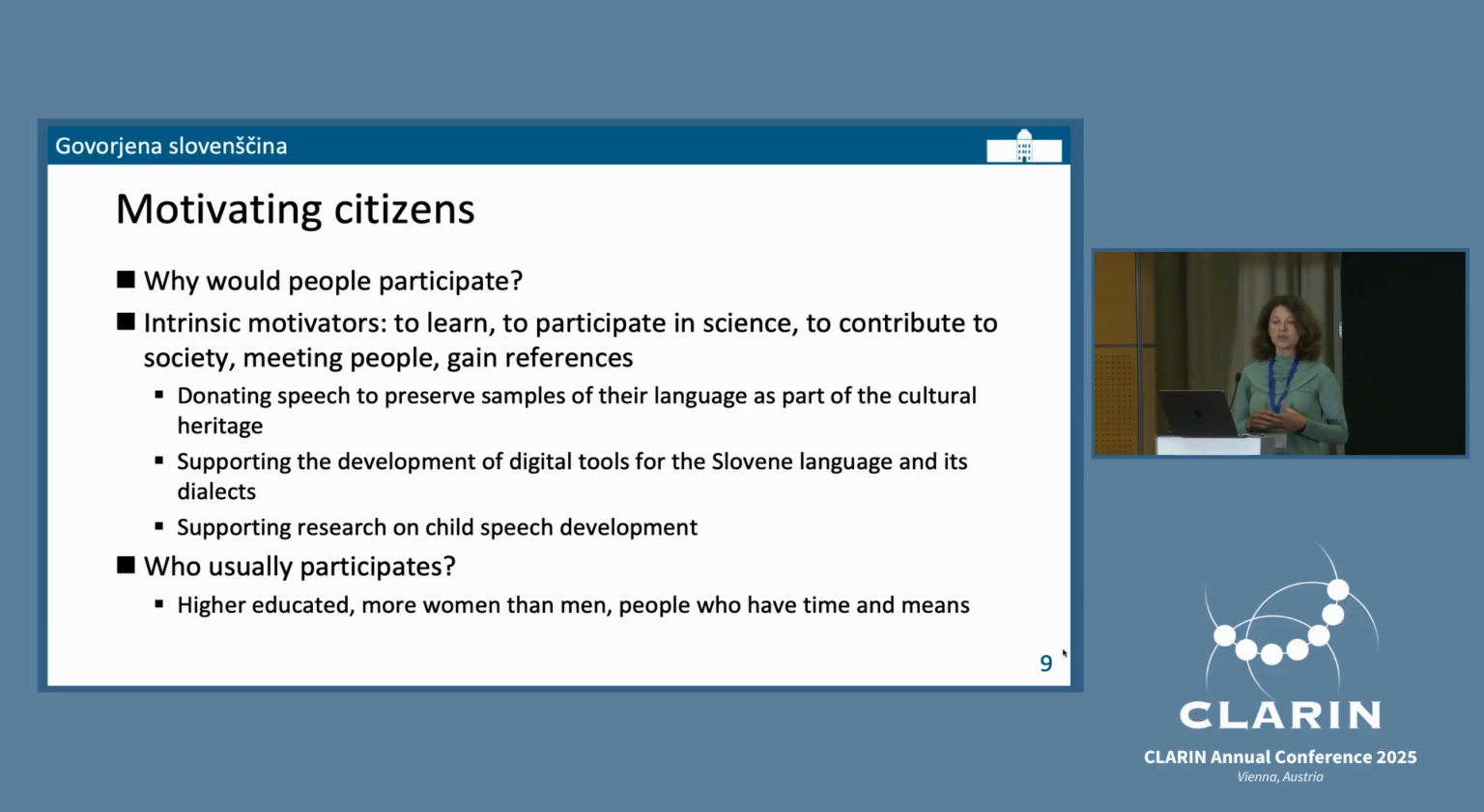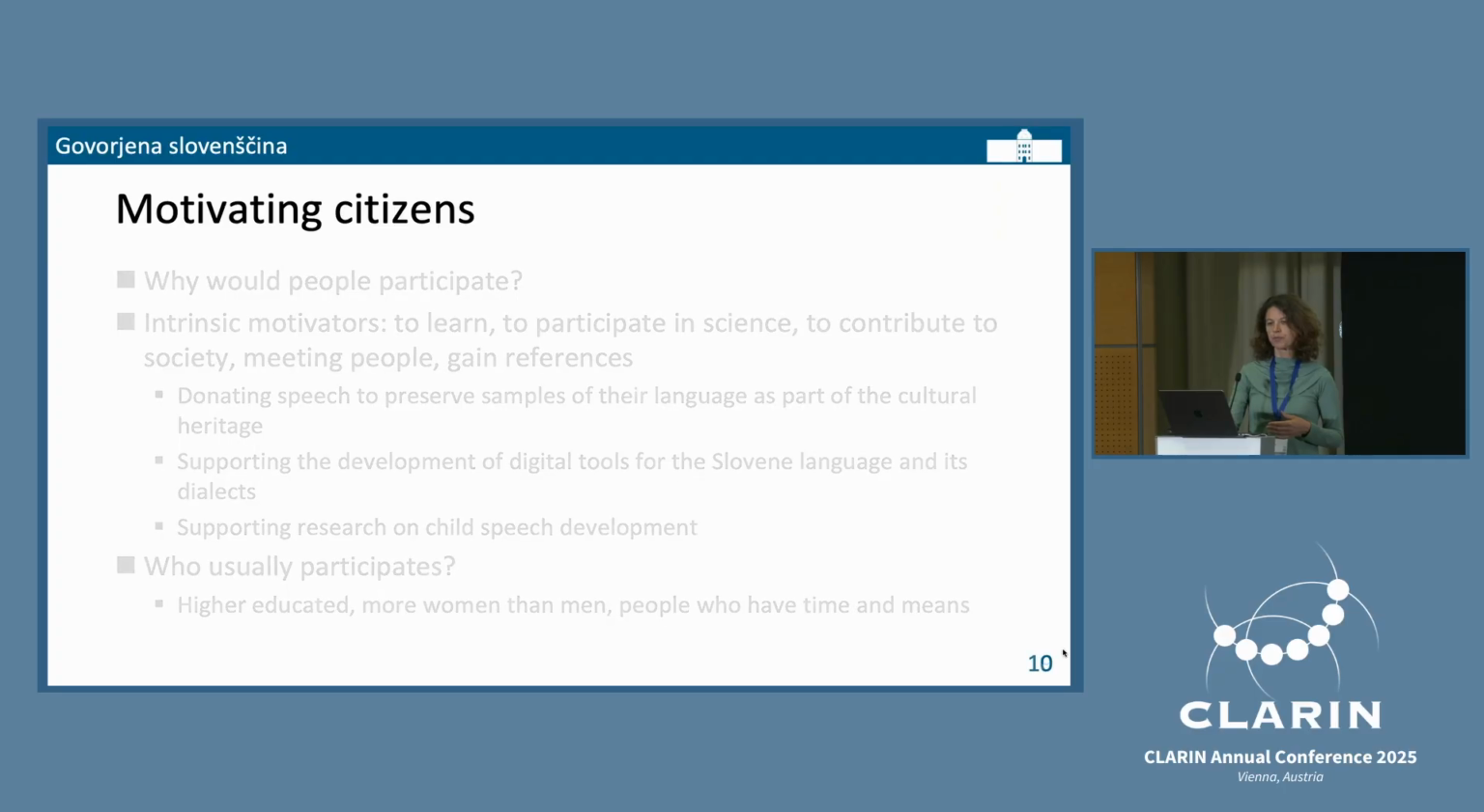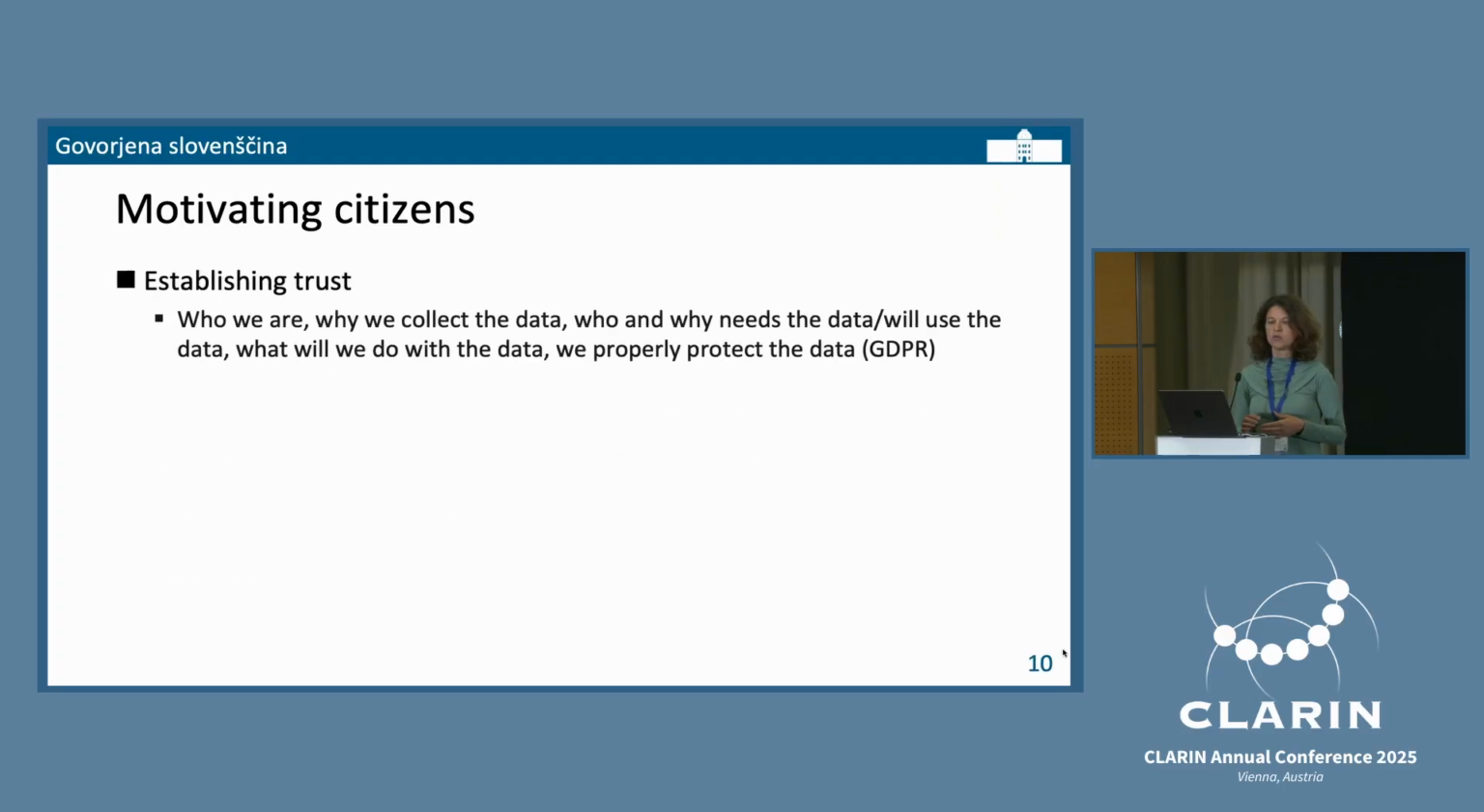What we learn about who usually participates is that these are most of all typically higher educated people, usually more women than men, people who have time and means. Furthermore, what we learn is that it is very necessary to establish trust. People would not cooperate with us if they don't trust us. So how do we try to do this? We clearly explain who we are with our names. We clearly explain why we collect the data, who needs the data and why, or will use the data, what we will do with the data, and most importantly, we try to ensure that we properly protect the data according to GDPR. As soon as we have speech data, everyday speech, we have personal data.